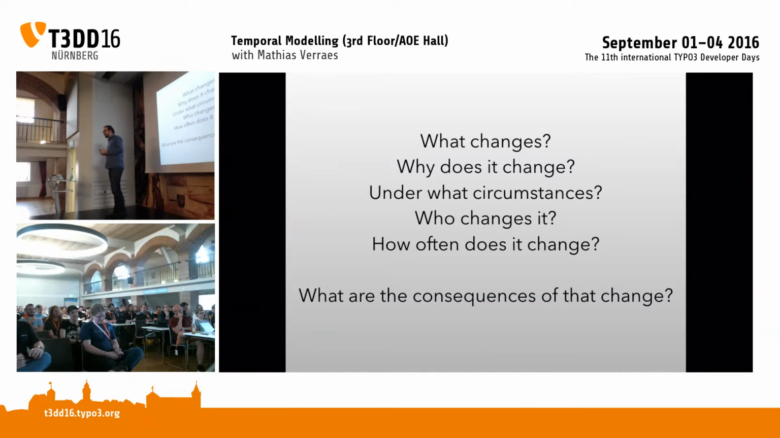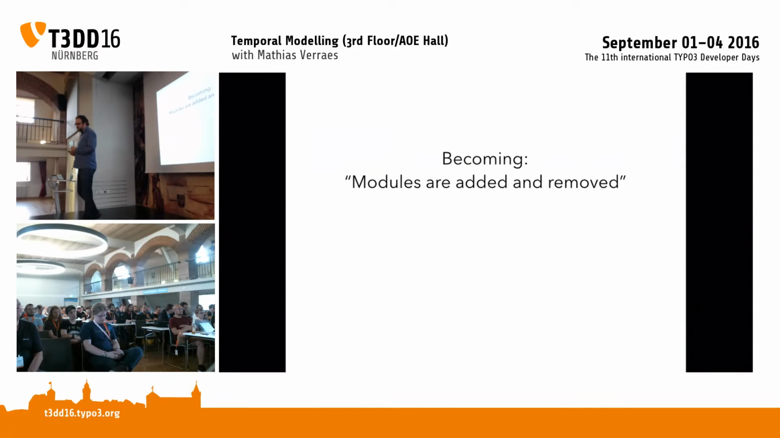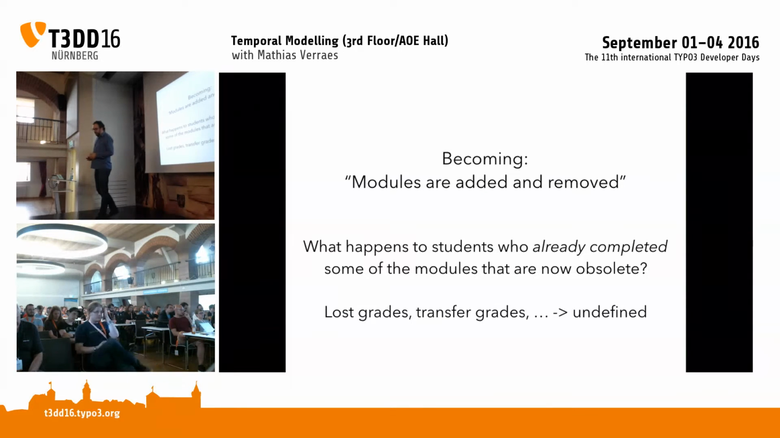It's not just something that changes. Well, not every change, but a lot of them have consequences. More stuff happens. We would call these processes. So, we could take the 3 B's and say becoming. How does the learning system become what it is? Well, because the teachers are adding and removing modules. This is behavior, right? So what happens to students who already completed some of the modules that are now obsolete?